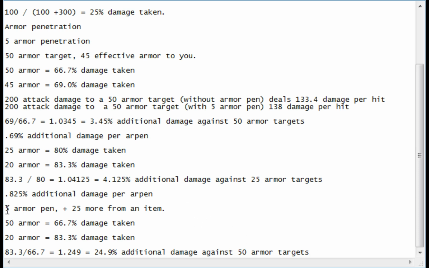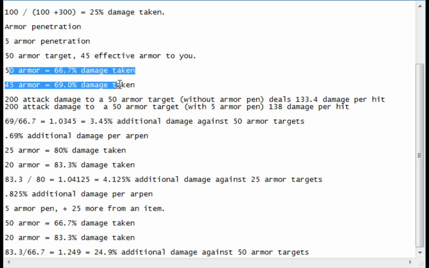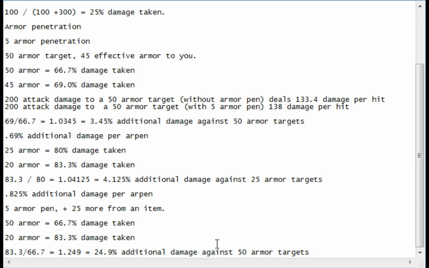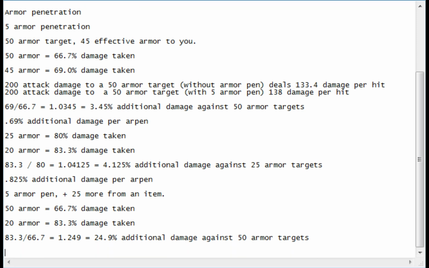Previously, you just had the 5 armor penetration with the runes, and that 5 armor penetration was only a value of 0.69% additional damage per armor penetration against these 50 armor targets. Now, you have 24.9% additional damage over 30 armor penetration total. So 24.9 divided by 30, you now have an effectiveness of 0.83. So 0.83% additional damage per R pen.